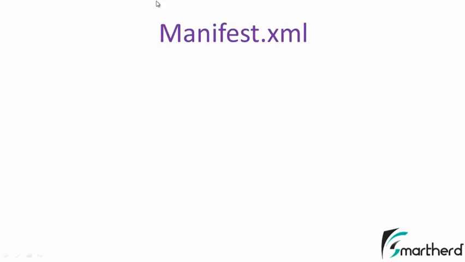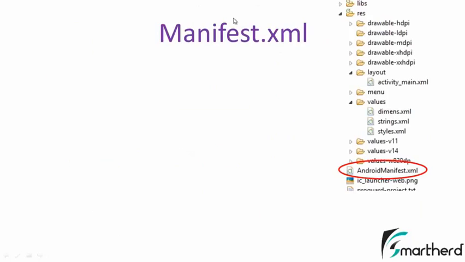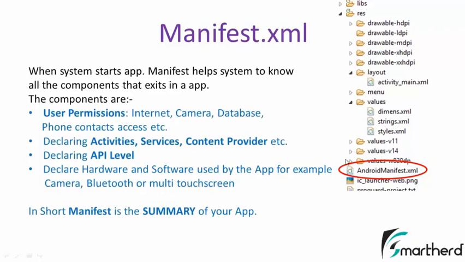Now this manifest file, guys, is actually an XML file that is written in a markup language like your activity main.xml is written. Now this Android manifest file helps you to know what all components you have declared in your application. So in short, you can say it is a summary of your application.